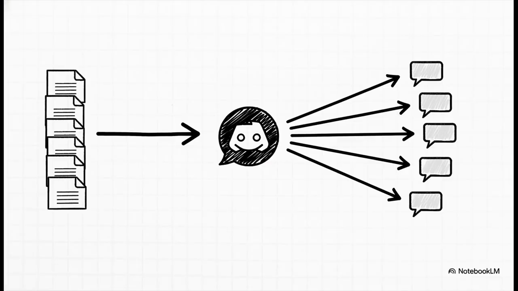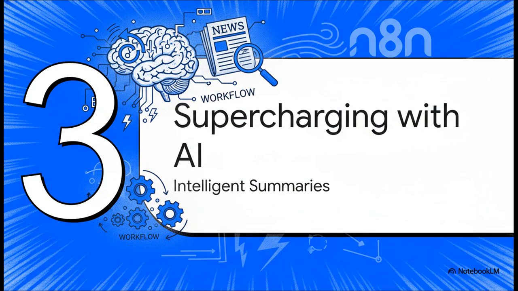And this is the payoff. That final Discord node gets those 5 articles. And here's the clever bit. It processes them one by one, so you don't get one giant messy message. Instead, you get 5 beautiful separate posts in your channel, one for each article. Super clean. So there you have it, a working news aggregator. That's already pretty cool, right?